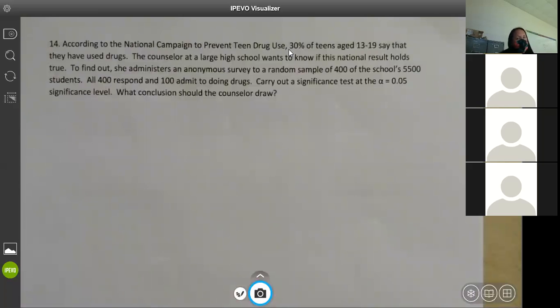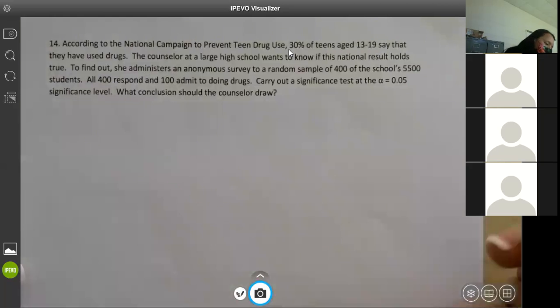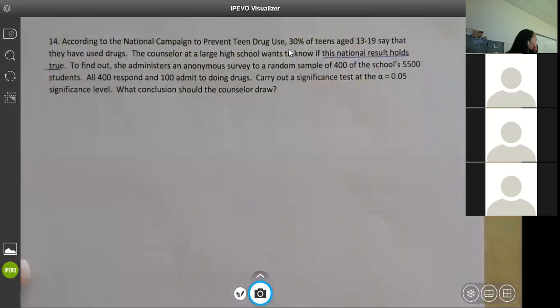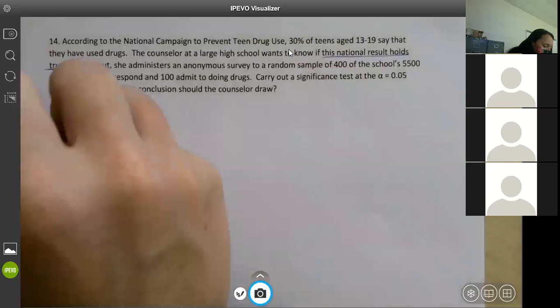So what's the difference in this problem? This is two-sided. So right here, she wants to know if it holds true, not if it's larger or if it's smaller. Okay, so that changes.